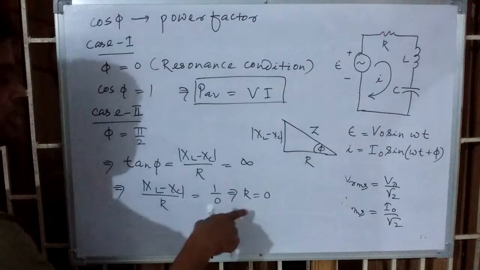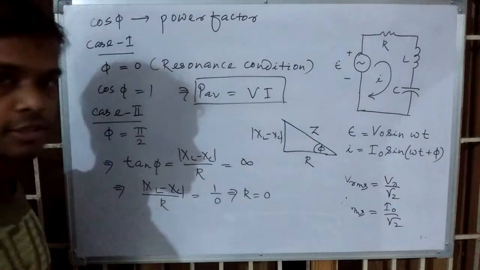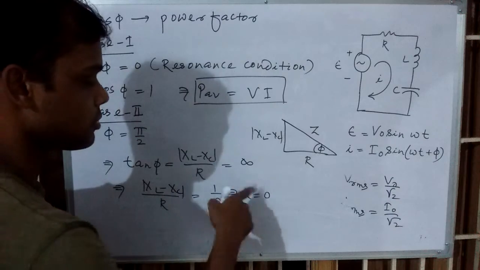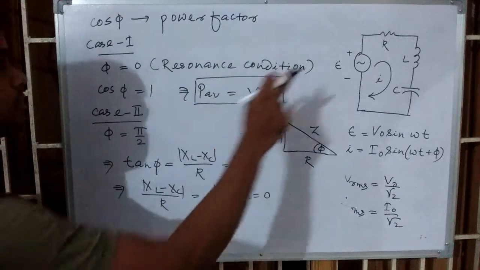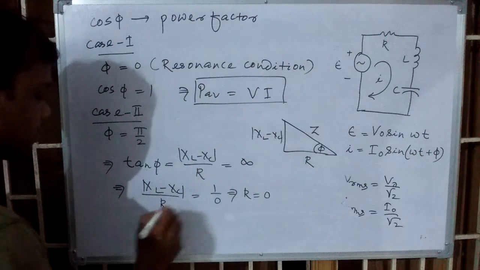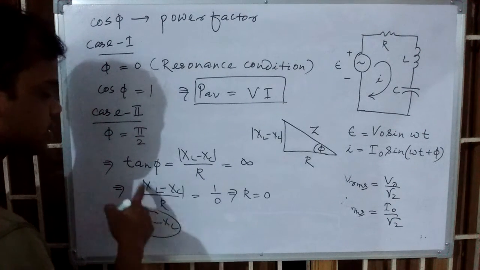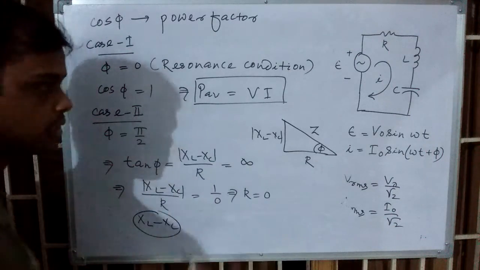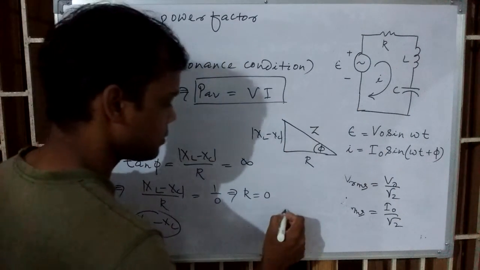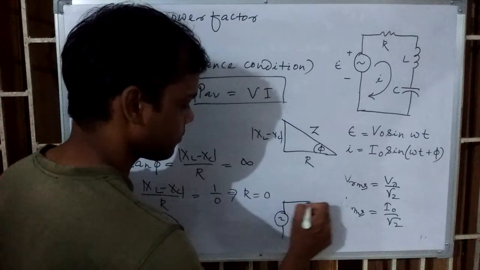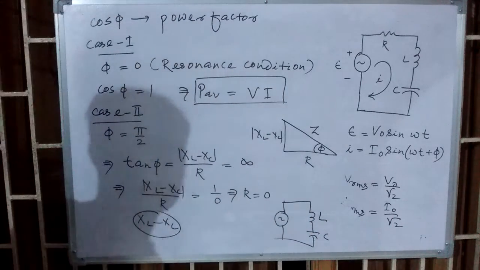This is the result of case number 2. If R is 0, in the circuit R does not exist. That means it exists but it does not serve any purpose. Then what does it mean? It means if R becomes 0, then XL minus XC is having some value. This quantity is already present, but R becomes 0. That means in the circuit only an inductor and a capacitor are there.